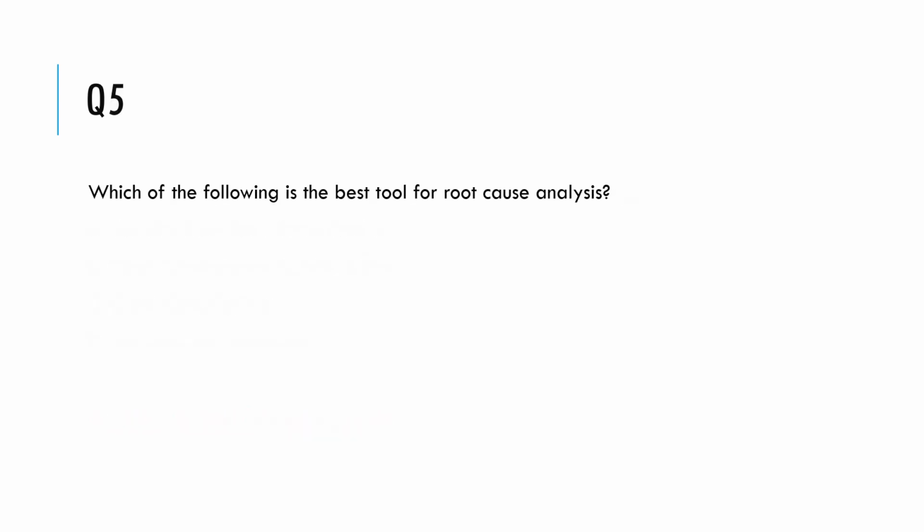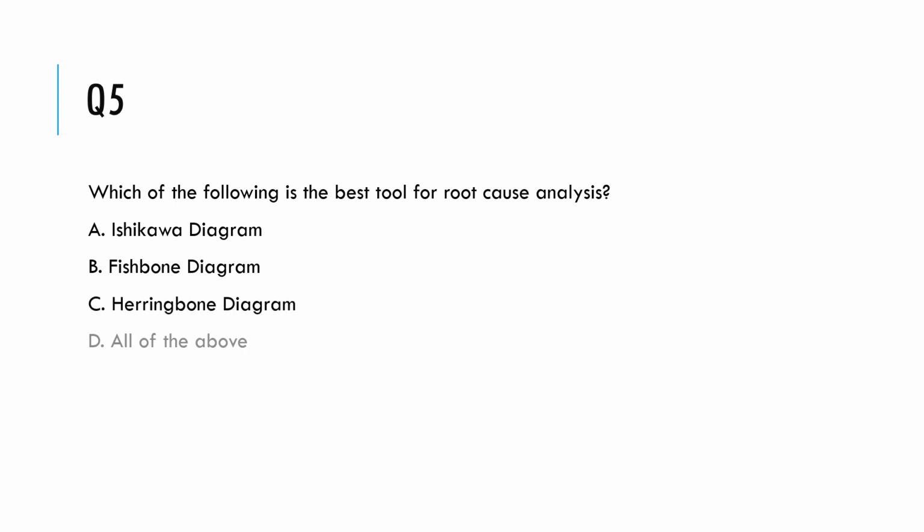Question number 5, which of the following is the best tool for root cause analysis? Ishikawa diagram, fishbone diagram, herringbone diagram, all of the above. Which of the following is the best tool for RCA? And this is sort of a trick question, because all three, Ishikawa, fishbone, herringbone diagram, are essentially representing the same concept, the same diagram. And so the correct answer is D, all of the above. Essentially, this is one tool.